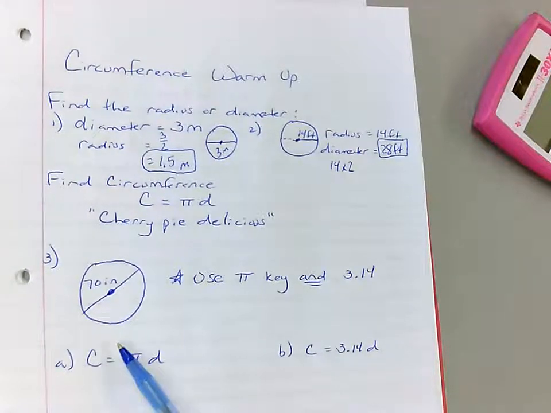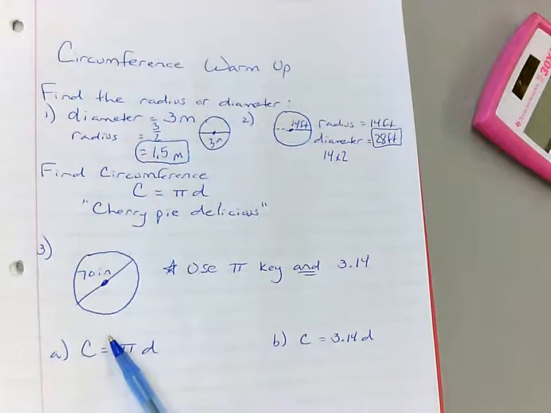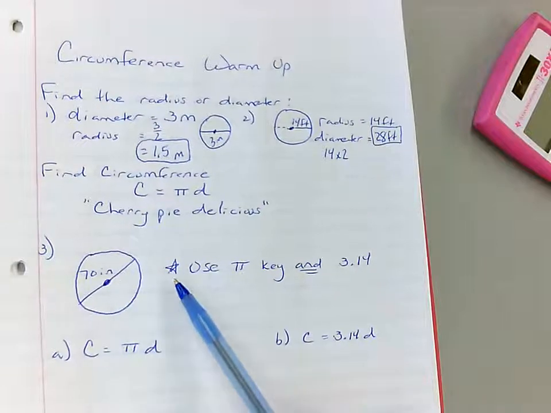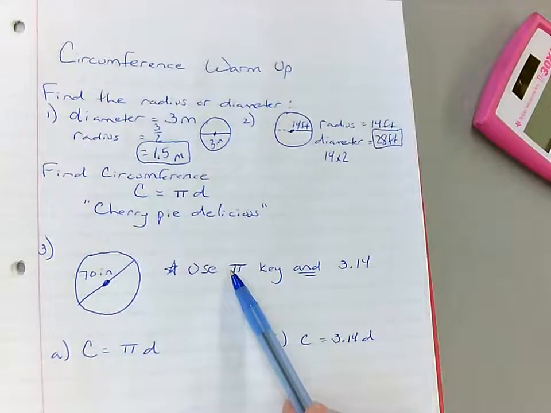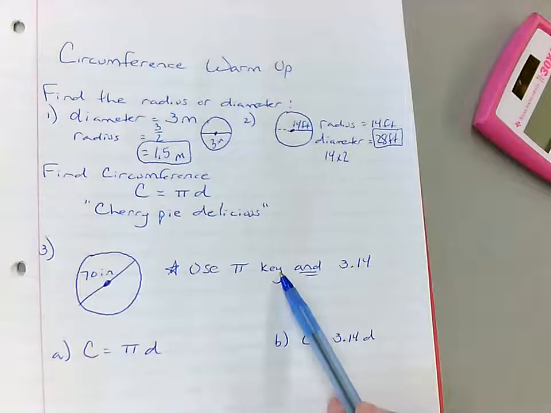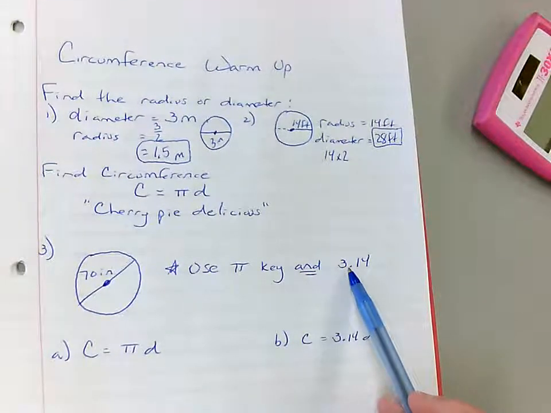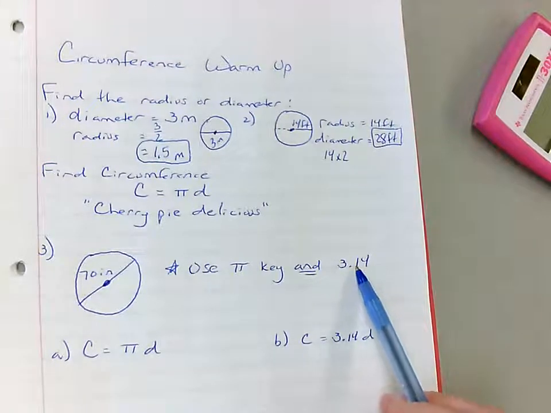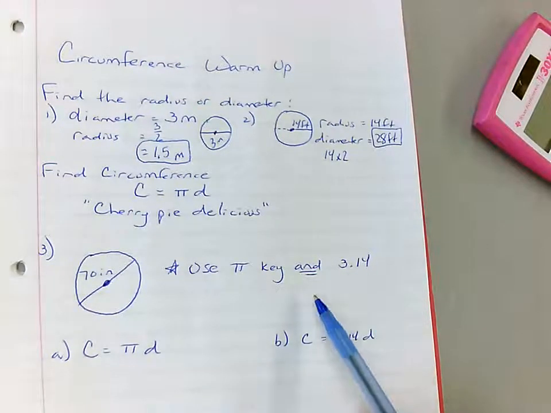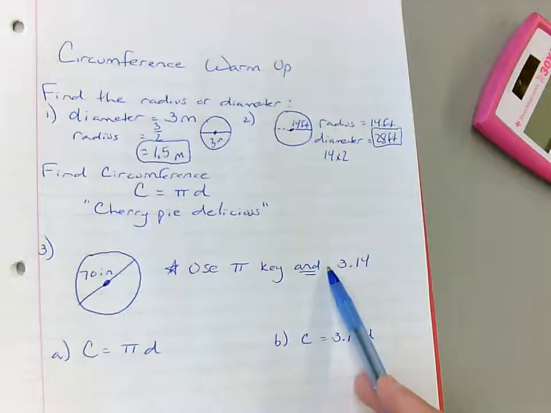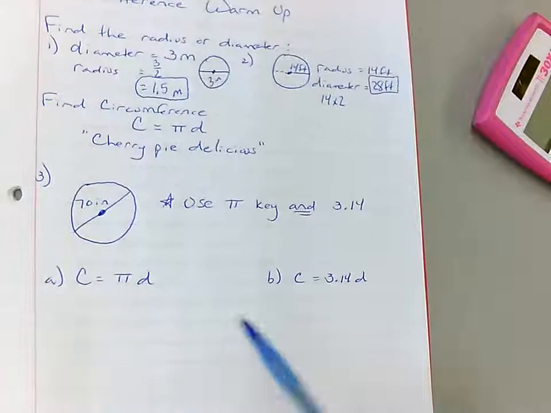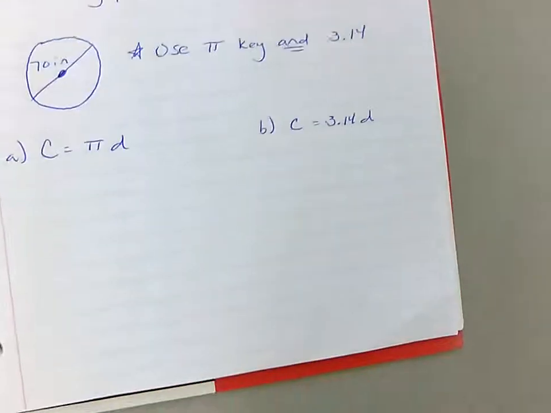So this is what we're going to practice, finding the circumference on number 3. Here's the circle I'm giving you, and it has a diameter of 70 inches. Now, I want to show you using the pi key, and I'm going to compare it to if you just round it and use 3.14. 3.14, it's still pi, but it's the rounded version of it. So I want you to see the difference between both of those. So we're going to use the pi key first. That's why I put letter A here, so I can zoom in a little bit more for you.